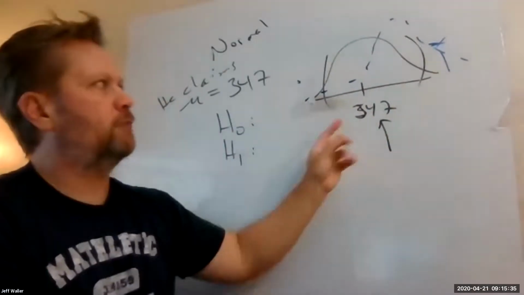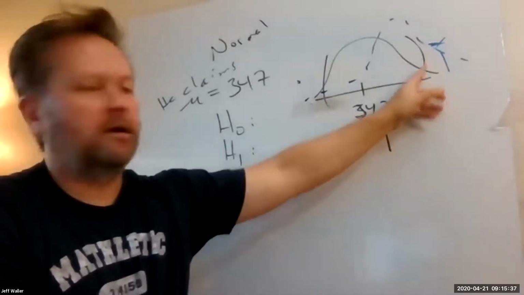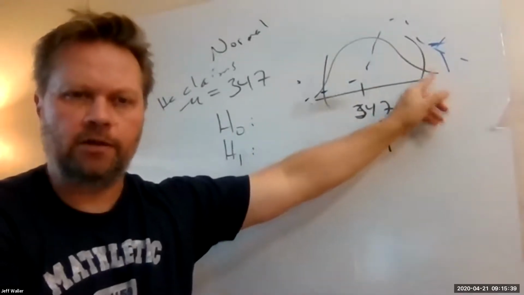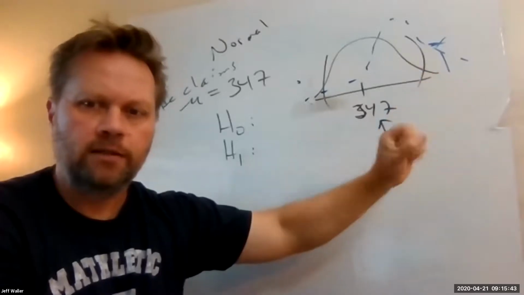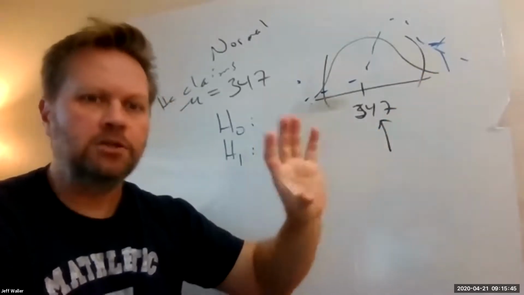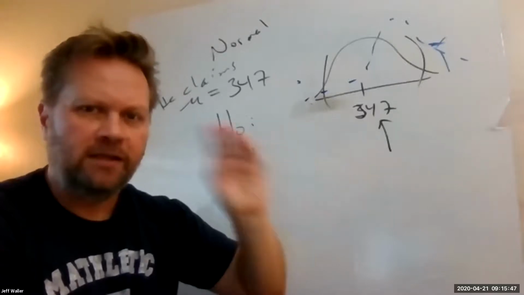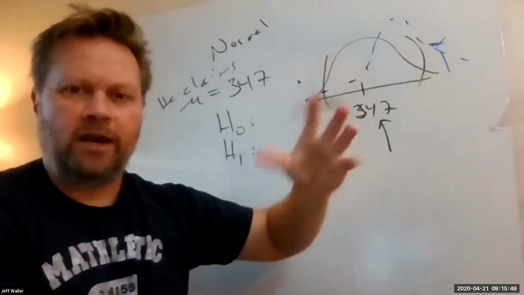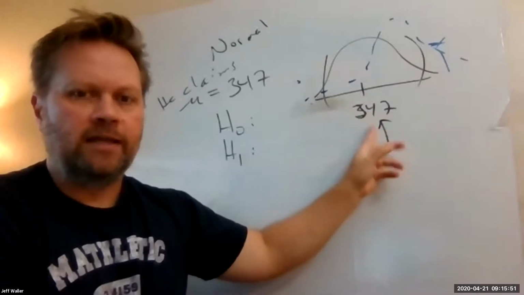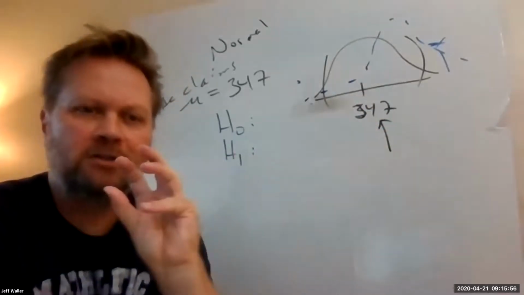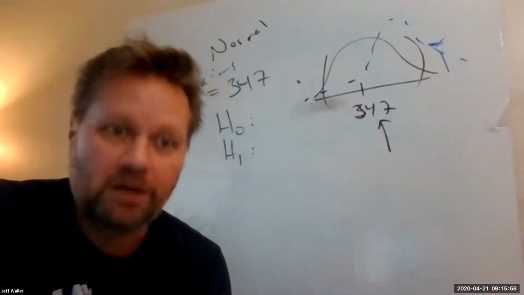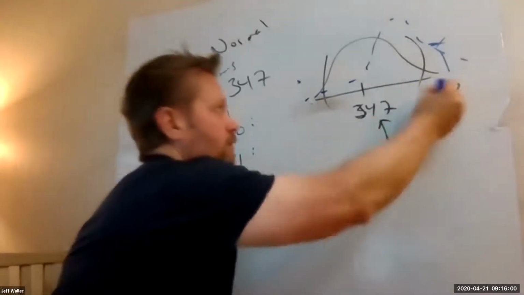What's the chance that we're wrong? Well, that's the area in that tail. That's the likelihood that that sample could happen. This is really cool. So we can actually directly control the probability that we make a type of error, that we say that it isn't really 347 when it really is. We can control that error directly. And we'll come back to that. It has to do with, remember alpha?